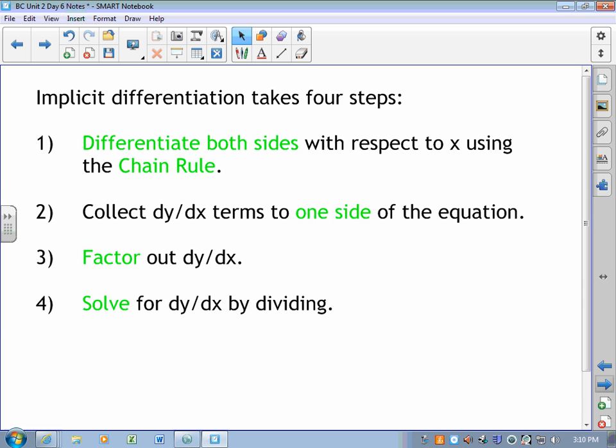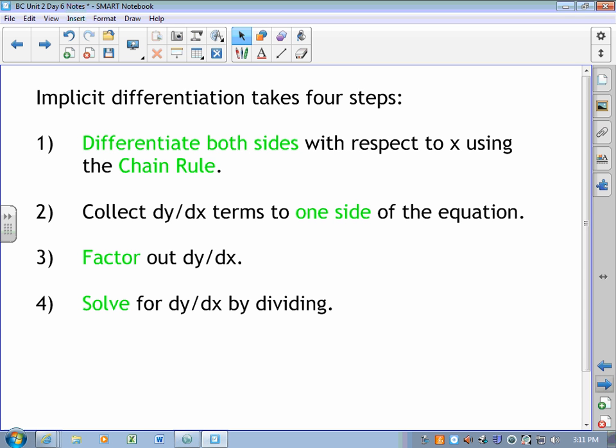First, we're going to differentiate both sides of the equation with respect to x, and we're going to use the chain rule. Then we're going to get all the dy dx terms to one side of the equation, all the non-dy dx terms to the other side. We're going to factor out a dy dx, and we're going to divide to get dy dx by itself. So 4 steps, and if you can follow those 4 steps, you win every time.